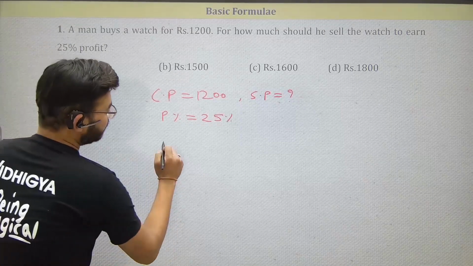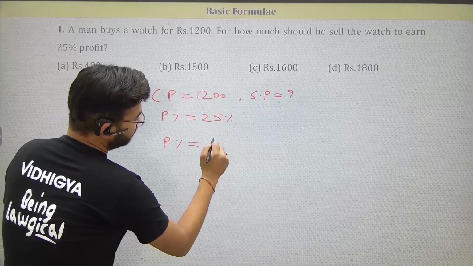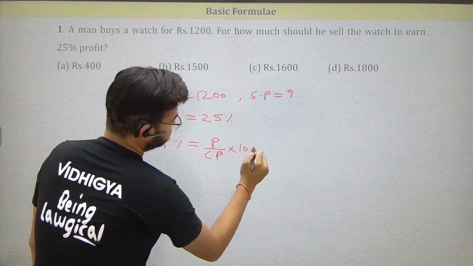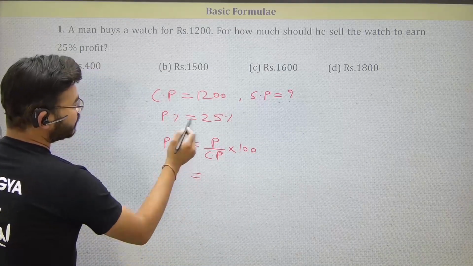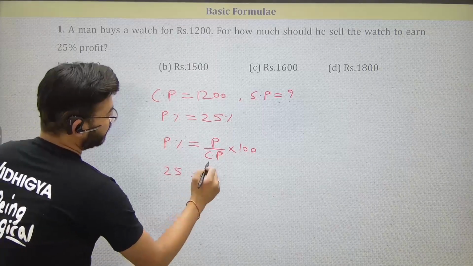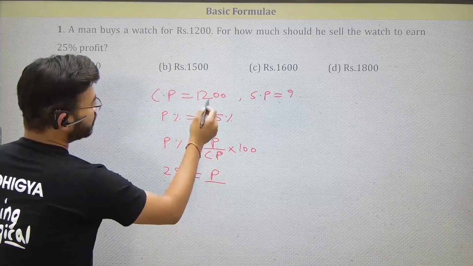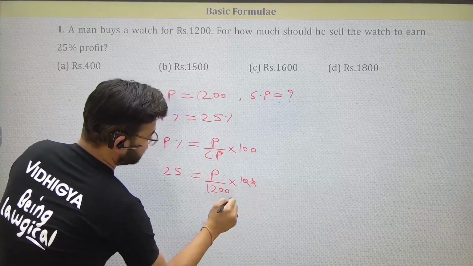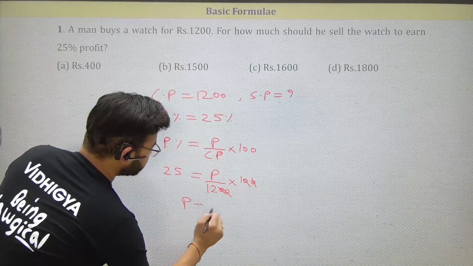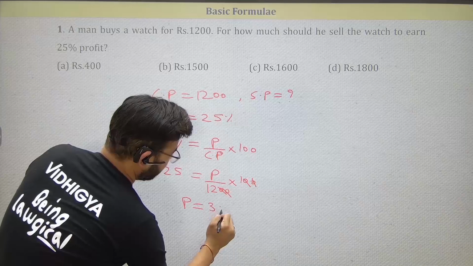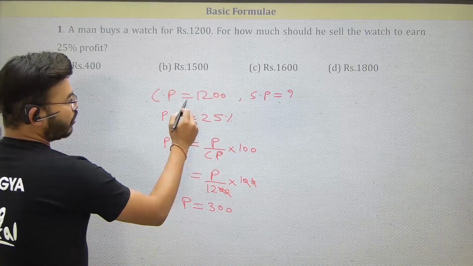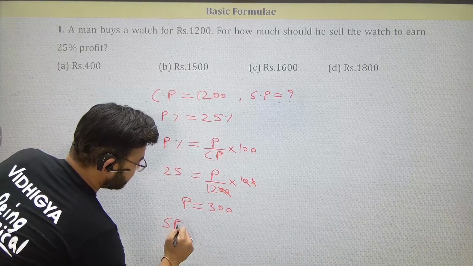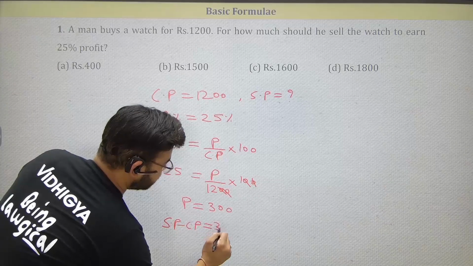Now we know the formula that profit percent is equal to profit upon cost price into 100. We know profit percent, it is 25. Profit we don't know. Cost price is 1200, into 100. So this gets cancelled out. So the profit becomes 300 rupees. So cost price is 1200, profit is 300. Now we know that profit is selling price minus cost price. So that is equal to 300.